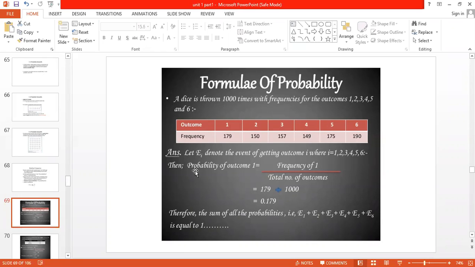Now what is the probability of getting outcome 1? It is the number of times we got 1, which is 179, divided by the number of times we conducted the experiment, 1,000. So it is 179 by 1,000. If you add the probabilities of all these outcomes, the value will be equal to 1.